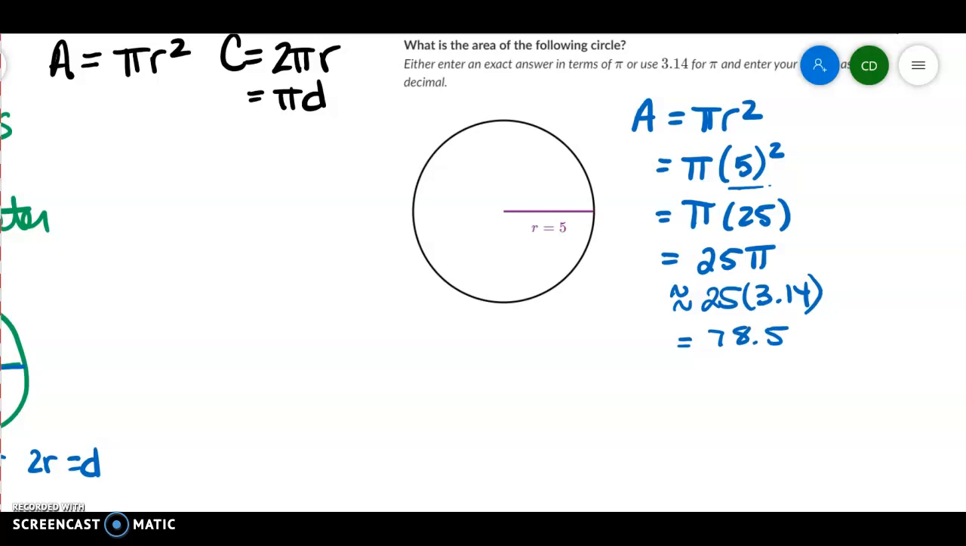And since it's an area problem, we should always put square units. Okay, so that's your most straightforward area of a circle. Plug in your radius, square it, multiply by pi, you're done.